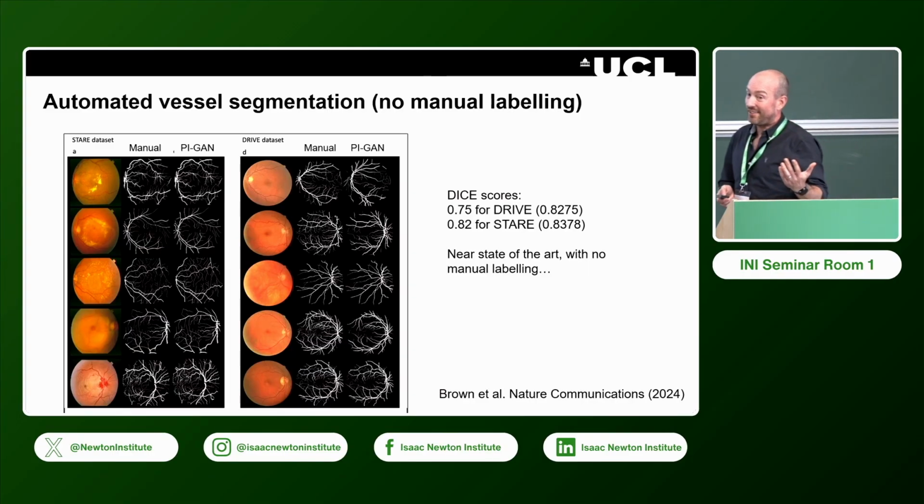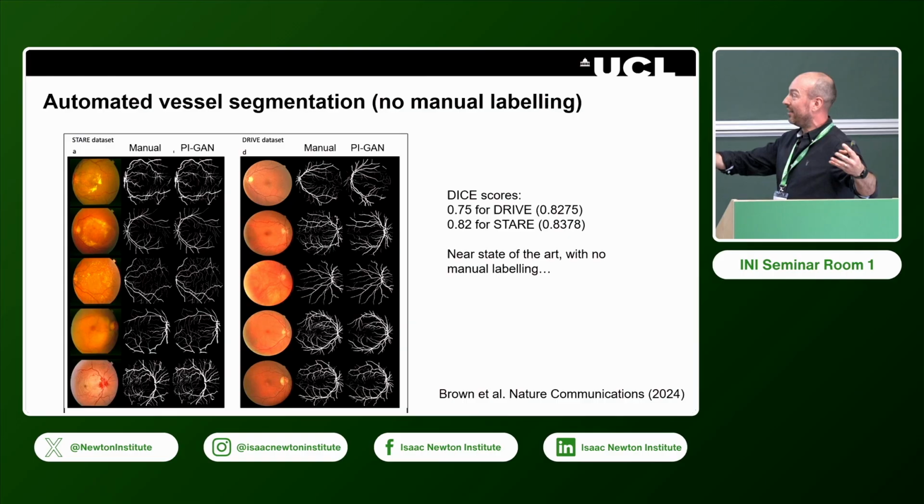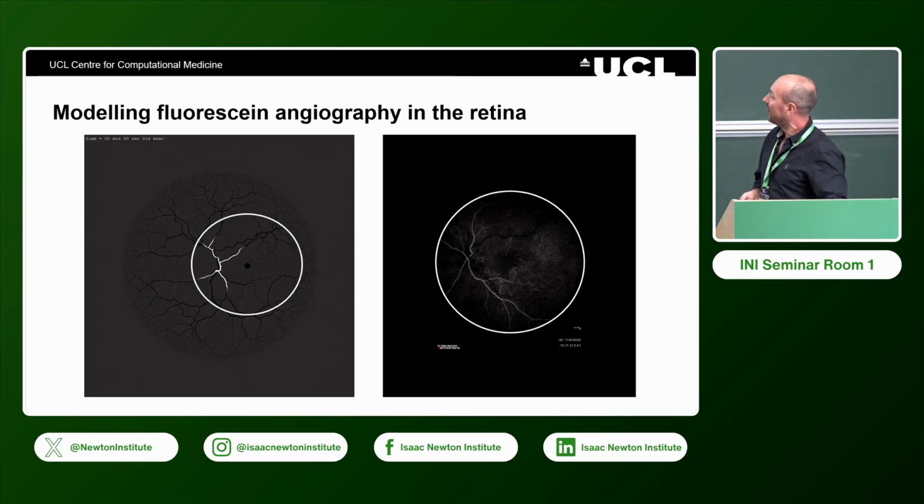What you also get is a segmentation for free. So rather than having our students laboriously manually segment, we can just pull out the segmentation from the simulation space, because we know the mapping between clinical image and simulation space. It turns out this is quite an effective way of doing the segmentation. On the publicly available data sets of STARE and DRIVE, we got pretty much state-of-the-art segmentation efficiency with no manual labeling at all, to the relief of MSc students everywhere.